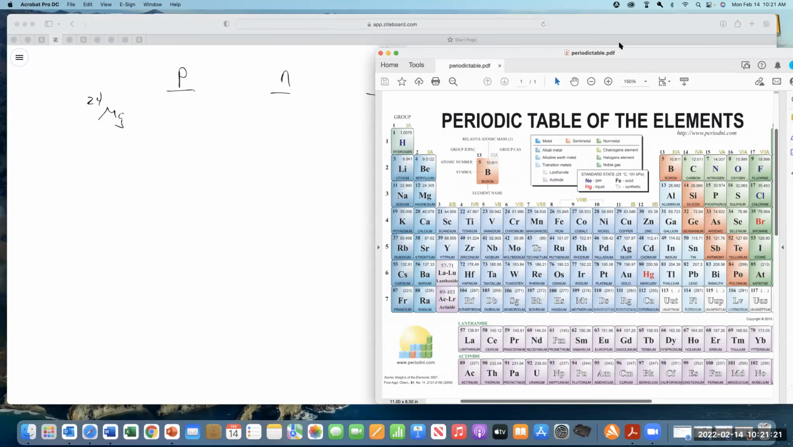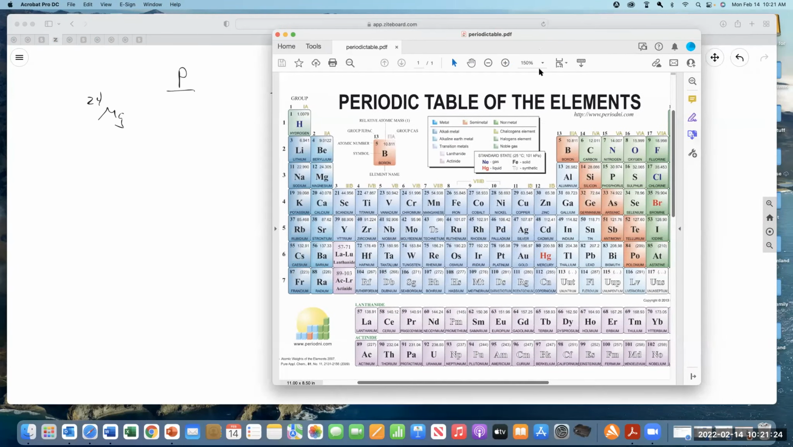So let's go through some examples of just how many protons, neutrons, and electrons are in something. Remember, I guess I erased that, but we're asking how many protons, neutrons, and electrons are in various things. So let's go with magnesium 24. It's really handy if you have a periodic table. If you don't have one handy, from now on in class there'll be one up on the wall.